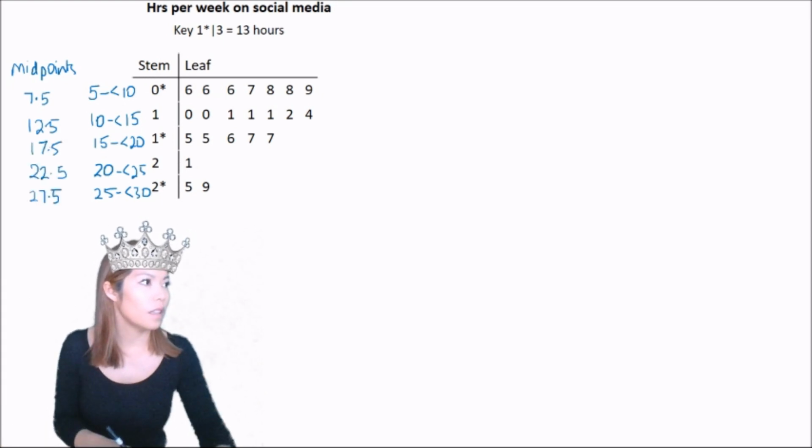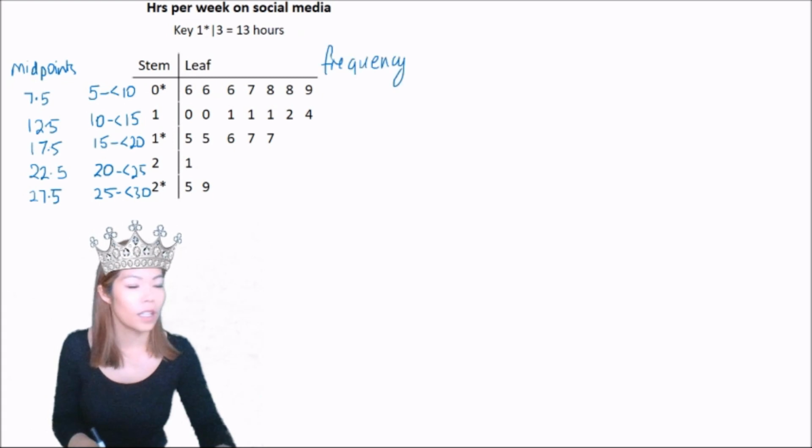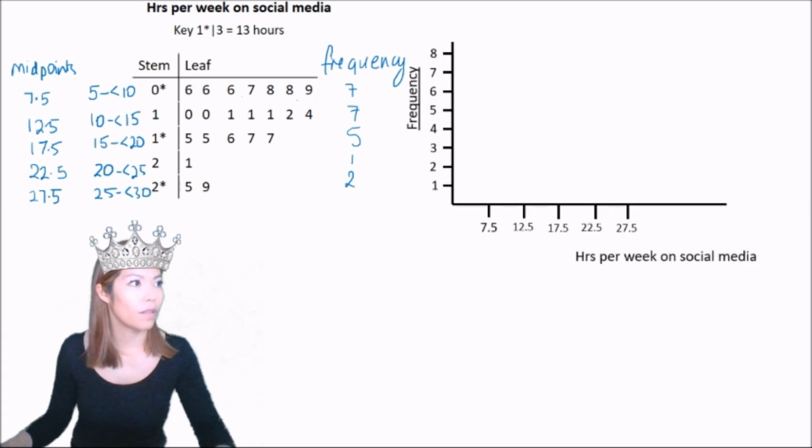So this is the horizontal axis, hours per week, and the frequency. So for the frequency, we count how many values there are. So here we have 3, 6, 7 values. We have 7 values, 5, 1, and 2. So now we can sketch the axes. So the frequencies and the hours on social media. So the midpoints are right there.